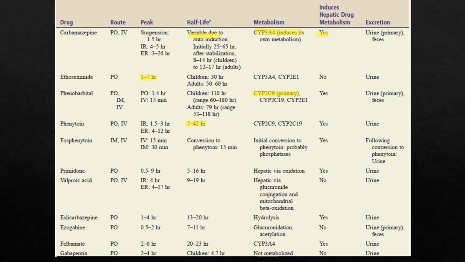We also have phenytoin with a long range of half-life of 7 to 42 hours. Then we also have fosphenytoin, which after being converted to phenytoin has a half-life of 15 minutes. We also have primidone with a metabolism via hepatic oxidation. We also have valproic acid with a half-life of 9 to 19 hours, and the metabolism is hepatic. We also have eslicarbazepine, ezogabine, felbamate, and gabapentin.